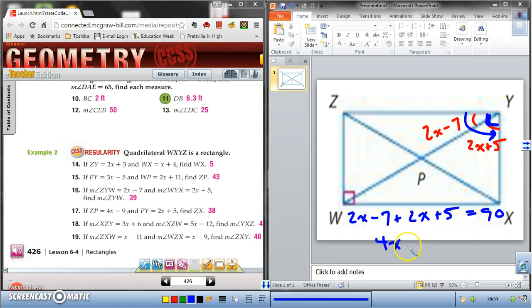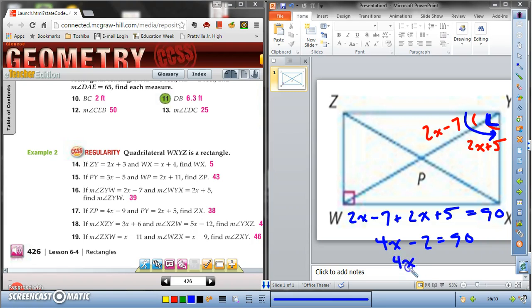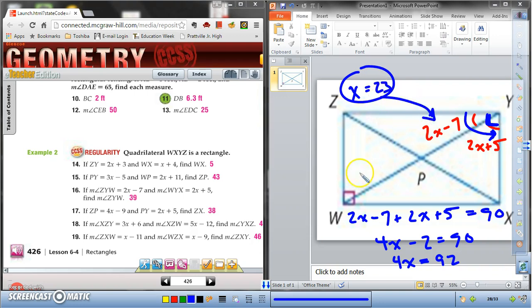You've got 4x minus 2 is equal to 90. And from there we've got 4x is equal to 92. So then x would be equal to 23. And once you find your value for x, you take that and plug it in right there, because that's the measurement you were asked to find.